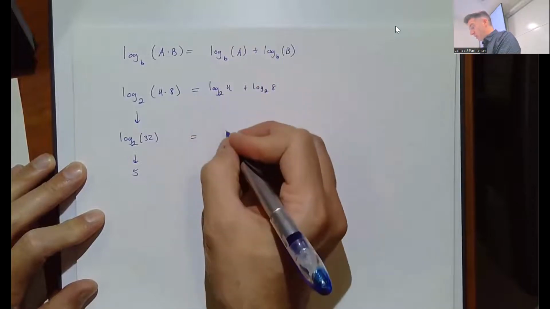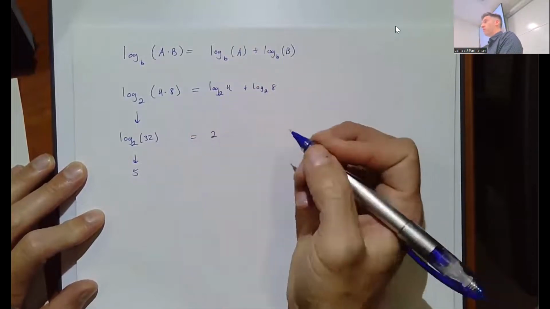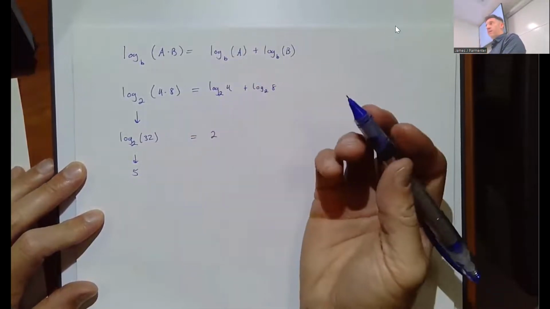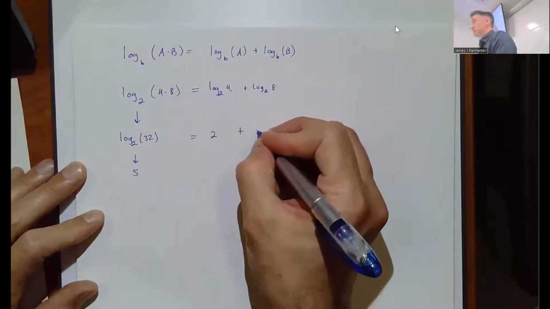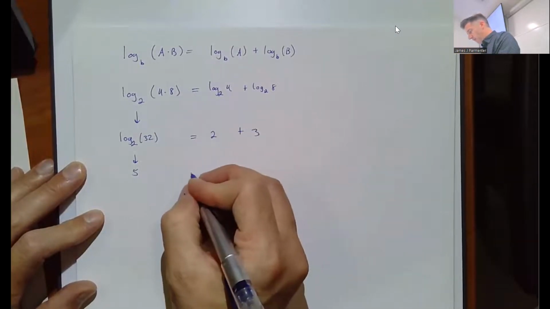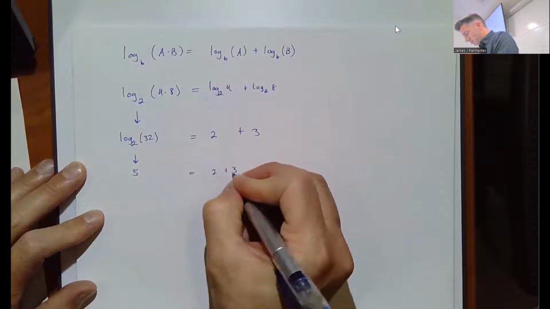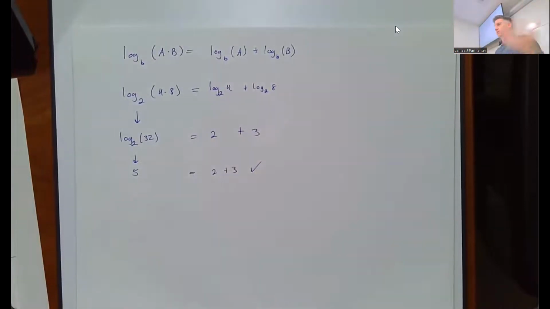Log base 2 of 4 is 2, because 2 squared is 4. And log base 2 of 8 is my favorite. It's 3, and 2 plus 3 is definitely 5. Check. So that rule really is true. There's one example of it. It doesn't prove the rule, but it does show that it's probably true.